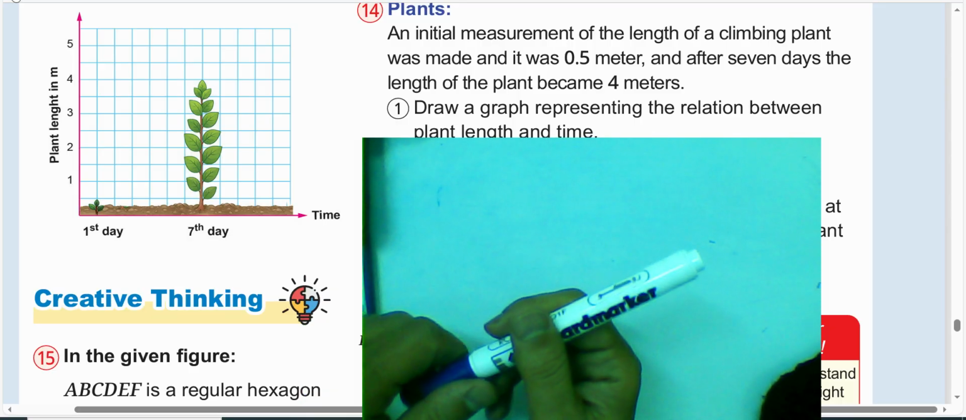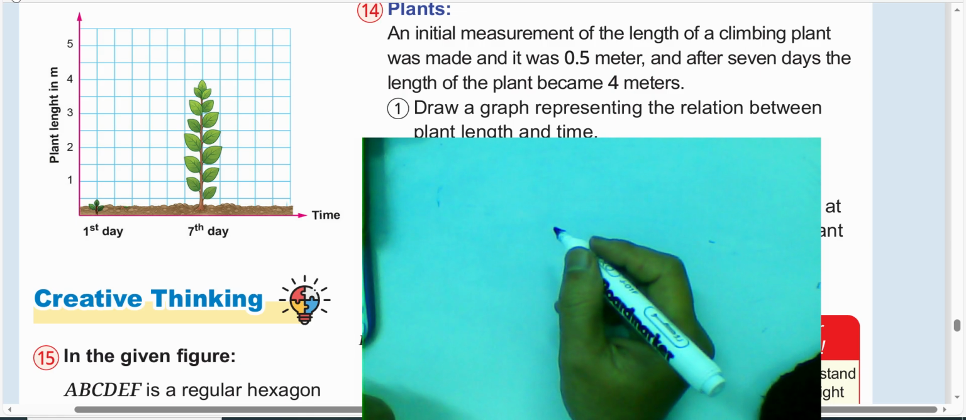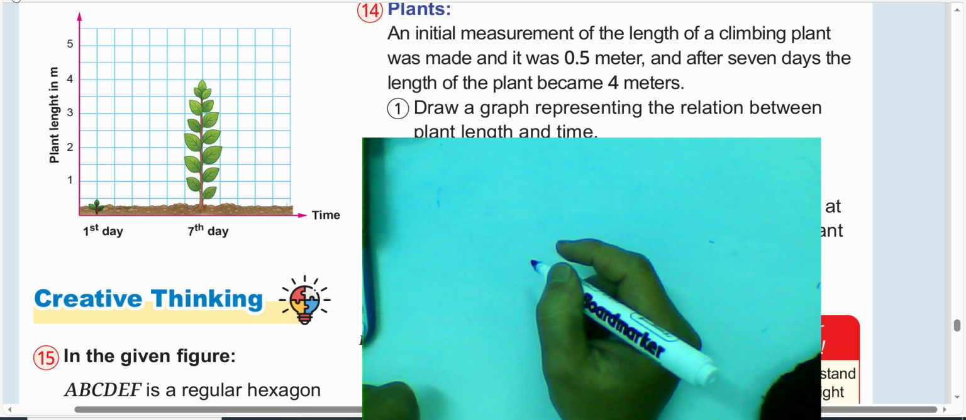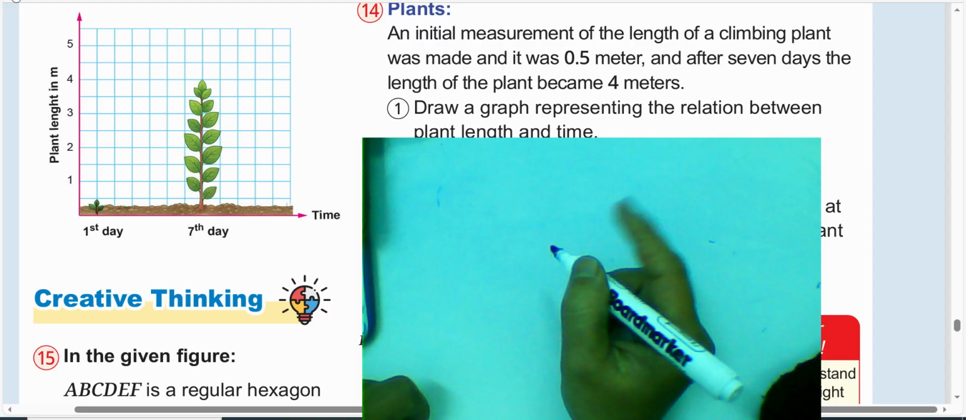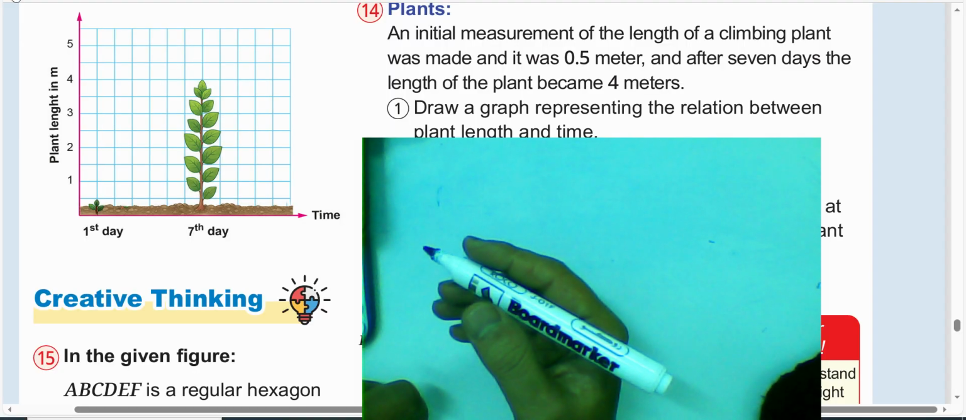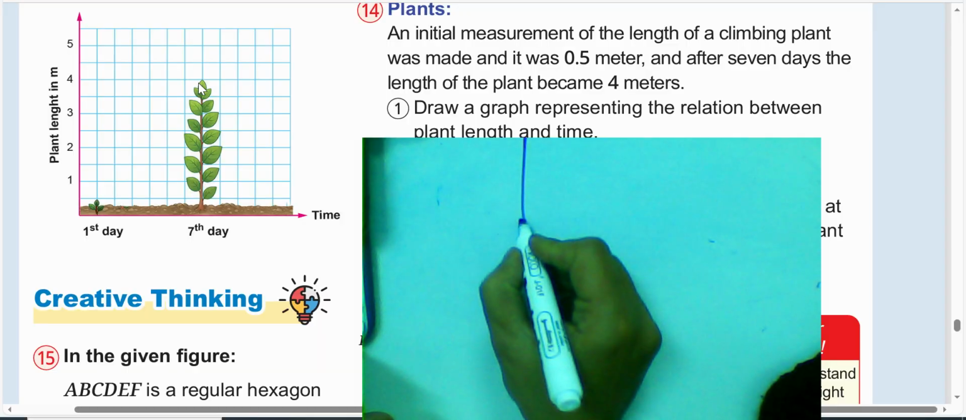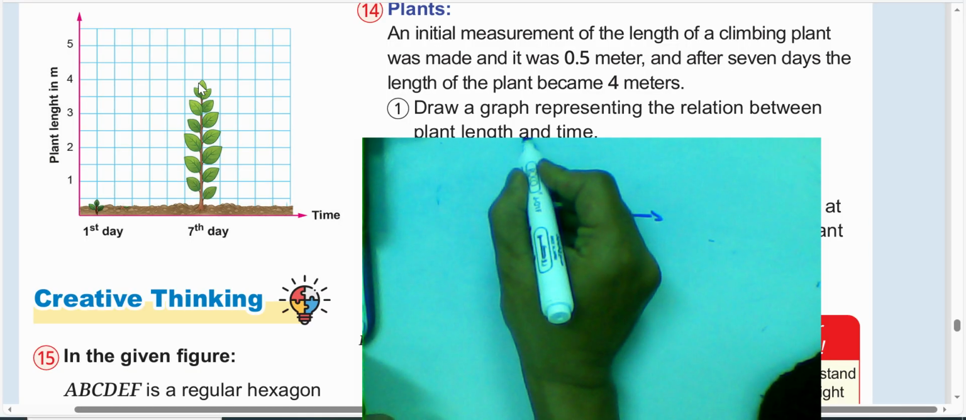Look at here, he gives me the slope. In this example we can write 0.5 meter after 7 days length. Okay, we have 2 points. First, look at here, 1 and half and 7 and 4. You can draw vertical and horizontal axes and put 2 points.